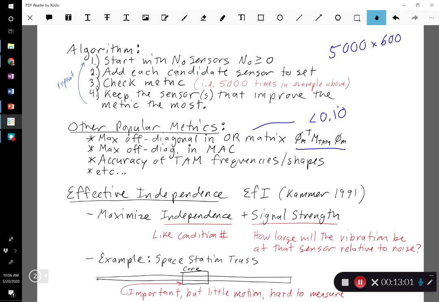And so sensors are placed to try to satisfy that metric. In other industries that aren't aerospace, maybe the Mach matrix off-diagonals are used instead, as they're a measure of the independence of the different modes. We could also look at the accuracy of the TAM frequencies and shapes, and there are lots and lots of other metrics. So anyway, those algorithms would use the exact same approach, but just using a different metric.